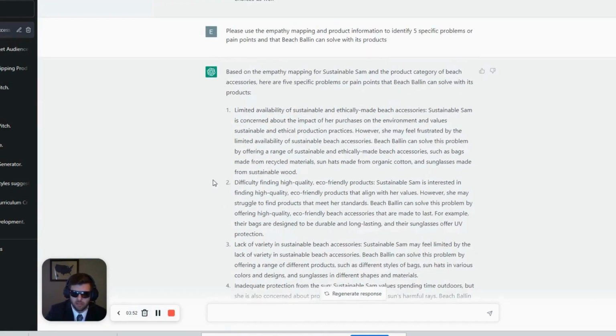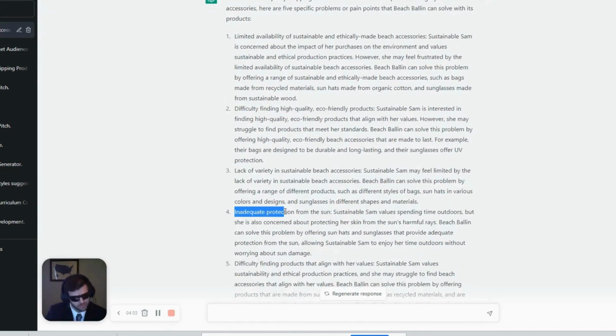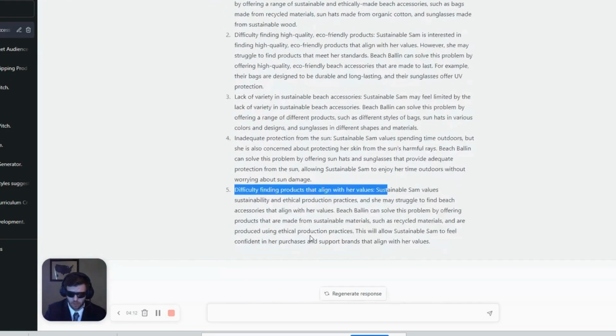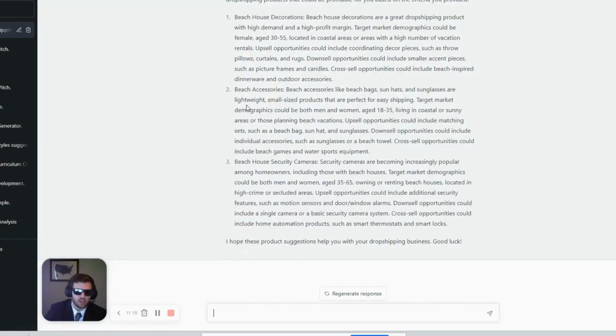So perfect. Now we've got 5 pain points: limited availability of sustainable and ethically made beach accessories, difficulty finding high quality eco-friendly sustainable beach accessories, and a little bit of redundancy, but inadequate sun protection, and difficulty finding products that align with our values. Okay, so a little bit redundant, but it gives us a good idea, or at least a good starting spot, that we can start aligning our products around, or creating campaigns on.